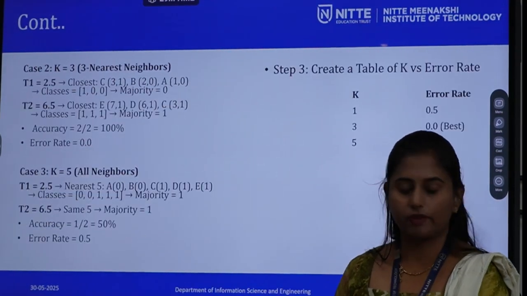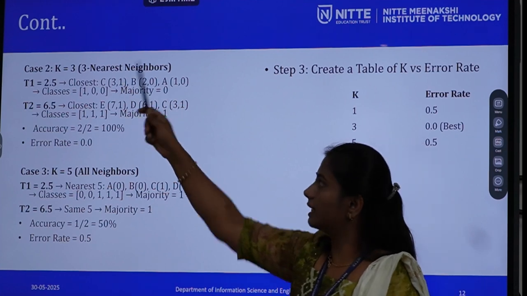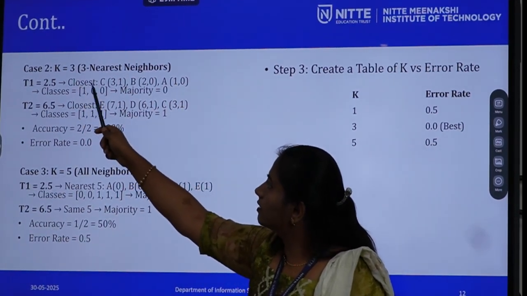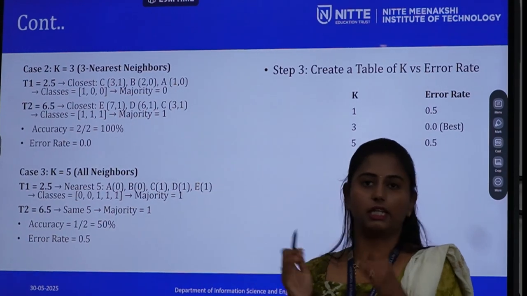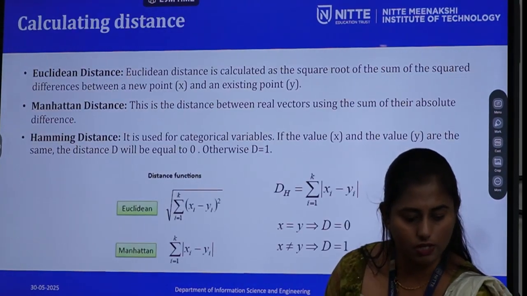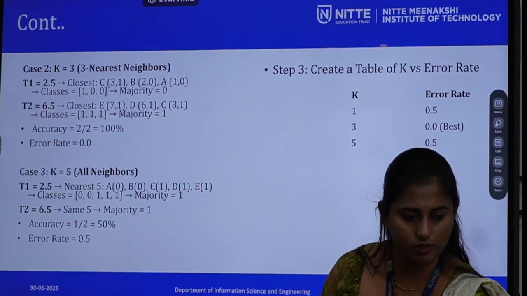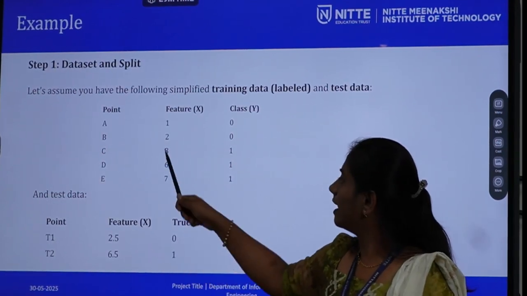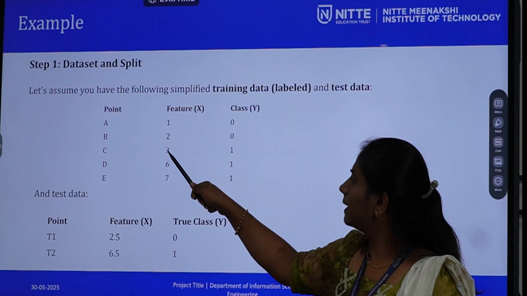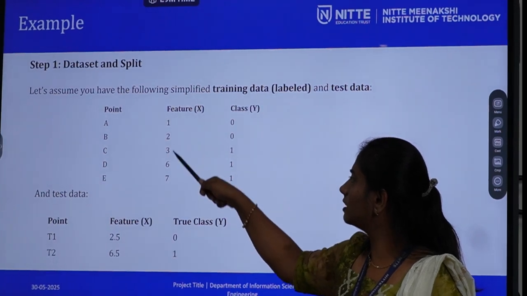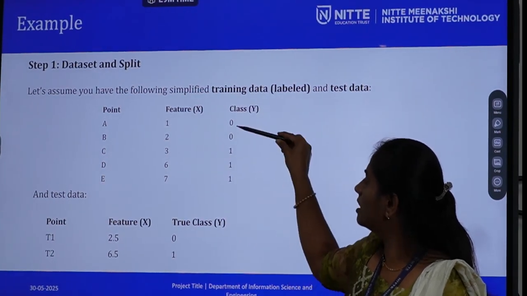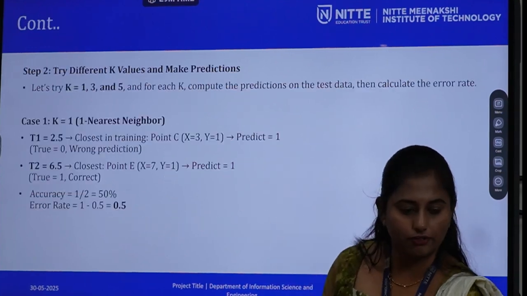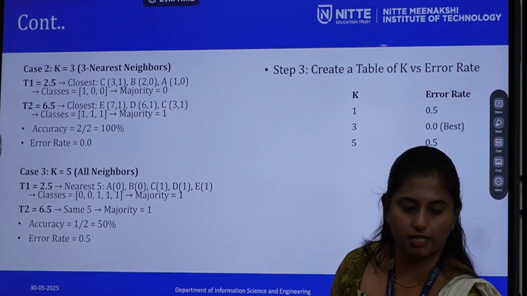In the next case, we consider k equals 3 nearest neighbors. So now we are going to check the 3 nearest neighbors among the data points. What are the 3 nearest neighbors for 2.5? I can get 2, I can compare 3, I can compare 1. So these are the 3 nearest neighbors, and I have to check what classes are available for these, and then check which majority class is assigned.